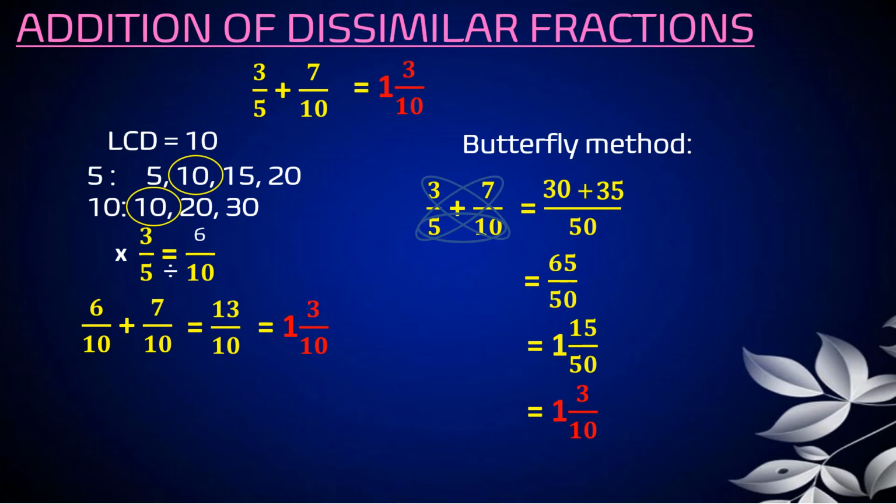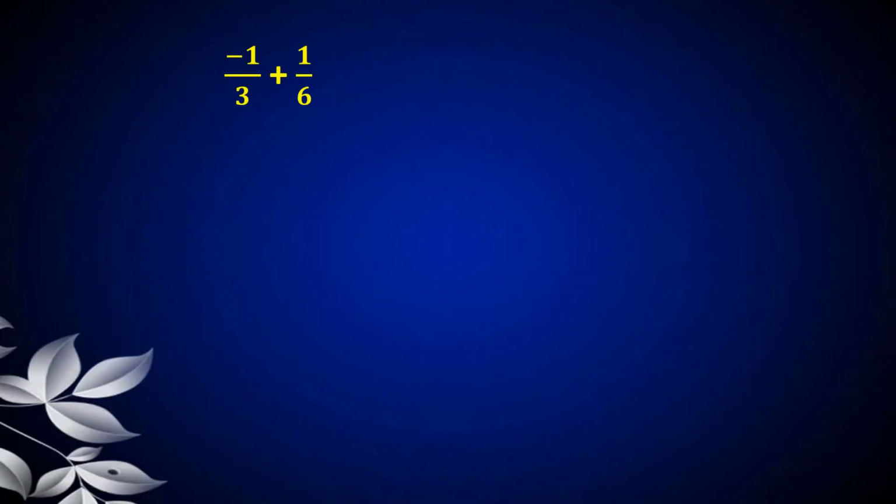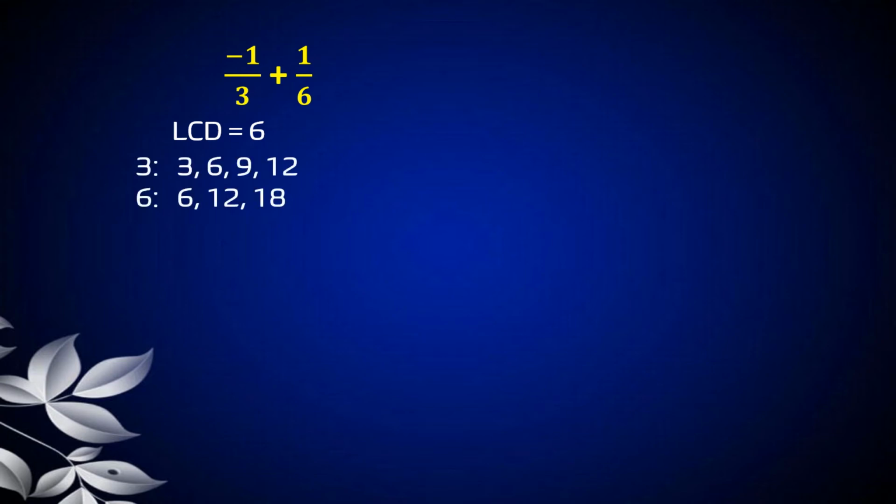Let's have another example. We have negative 1 over 3 plus 1 over 6. So, kunin muna natin ang LCD. LCD of 3 and 6 is 6. So, paano naging 6? Let's list down the multiples of 3 and 6. For number 3, the multiples are 3, 6, 9, 12. For number 6, we have 6, 12, and 18. So, kinuha ko lang yung first 4 sa 3 and first 3 sa number 6. So, nakita naman natin, ang least common ay si number 6. Kaya ang LCD ay 6.